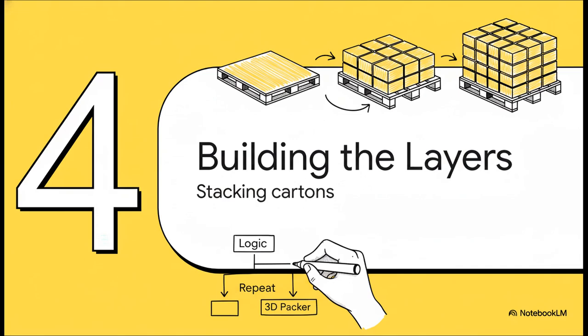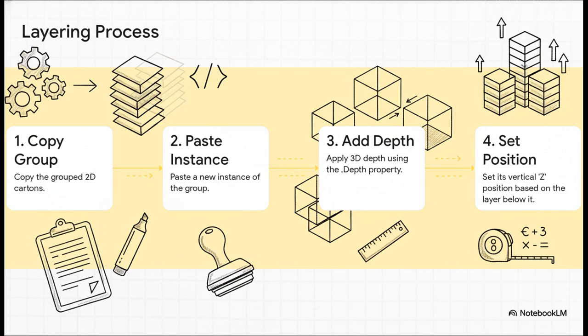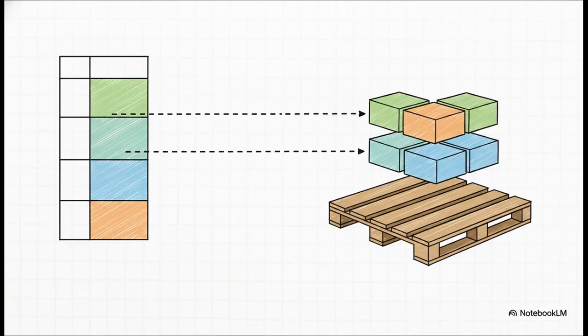Okay, so we have a 3D pallet. Now what? We need to stack the layers of cartons on top of it. And the logic for this is just as clever and, really importantly, it's repeatable. The process for adding each new layer is really just a simple, repeatable loop. The code copies the 2D carton group, pastes a new one, applies the same 3D effects we just talked about, and then, and this is the key part, it calculates the new vertical position based on the height of the layers already below it. And this is exactly how the code automates all that stacking.